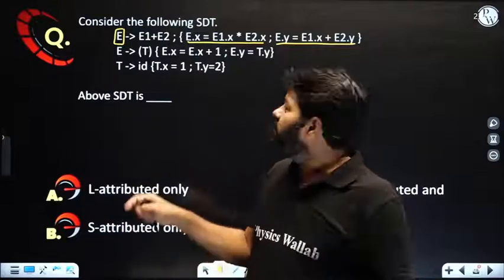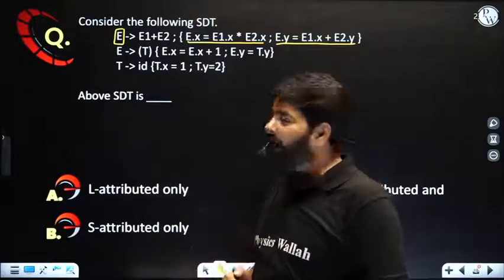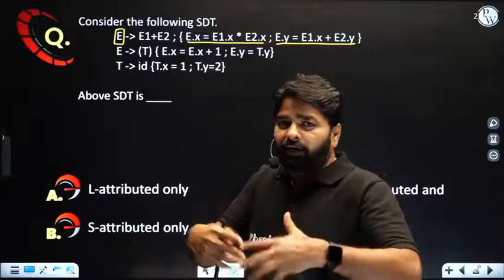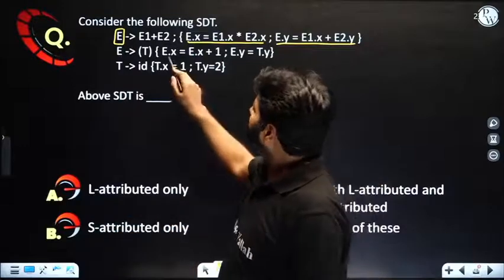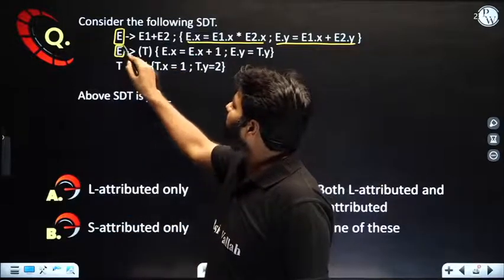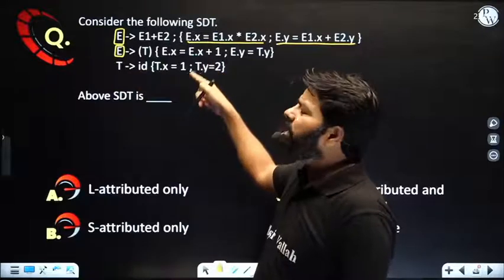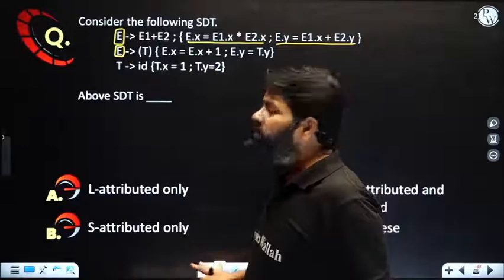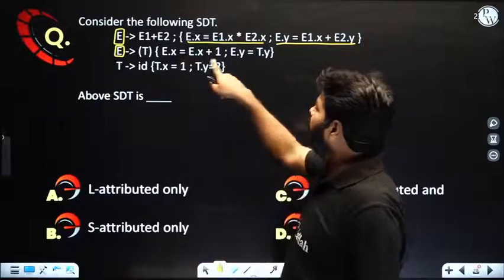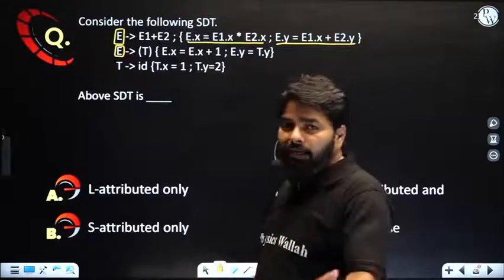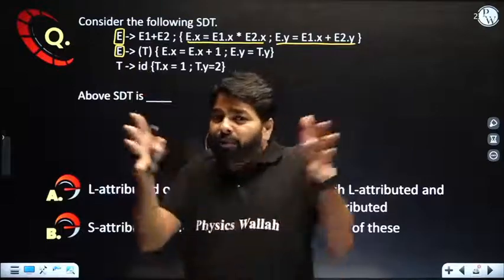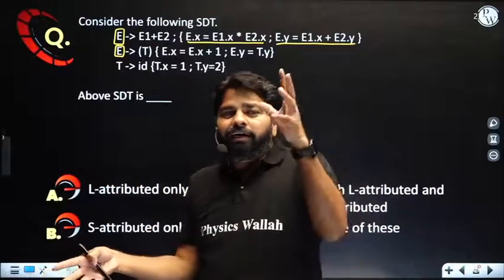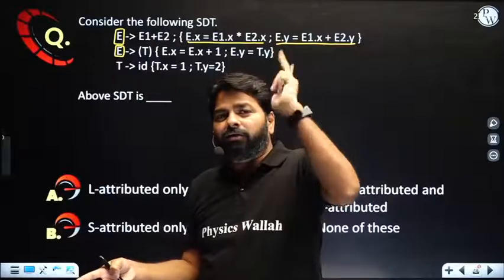Because in both of them, this kind of computation can happen, by depending on its children. Both can do that. This one, E, means you're computing by depending on itself. That itself anybody can do. There's no restriction for that. It can happen in both of them. E depending on T, T means child. Again, this can happen in both of them. Inherited, you can depend on child, you can depend on parent, you can depend on left sibling.